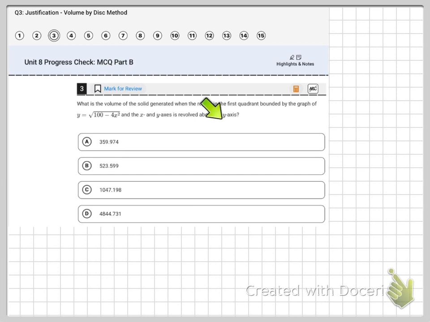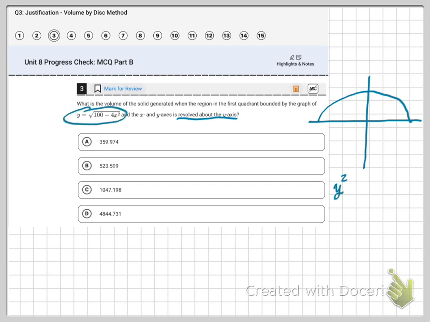Okay, first challenge right here is that we're revolving about the y axis. That means we have to have a function that is defined with y's, not with x's. Right now we have this function y defined with x's, so we're going to have to change that so that it has the y's on one side. This is pretty much the graph that we're looking at, just so you guys have a visual. This is like half an ellipse, I believe.